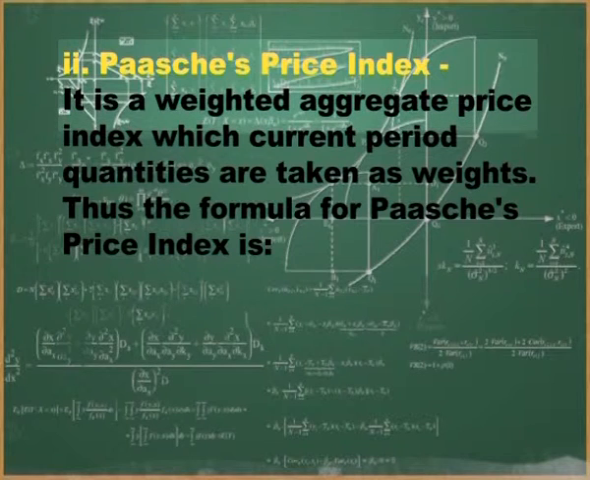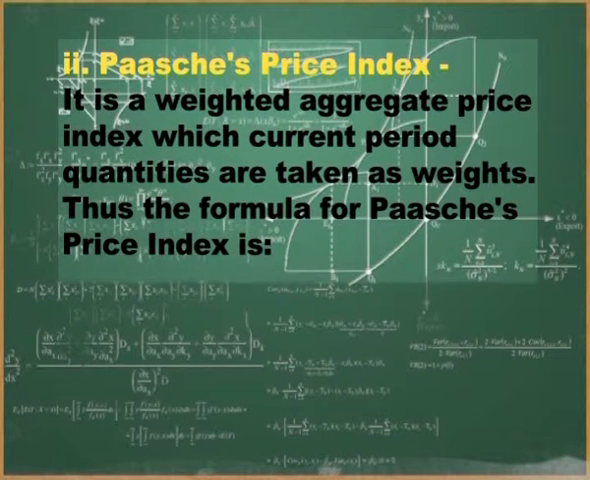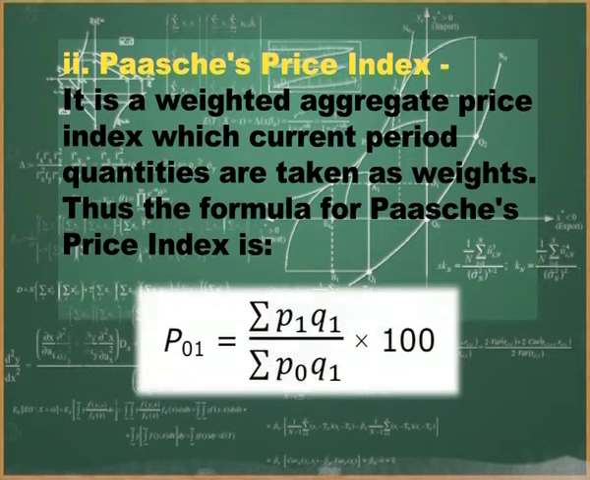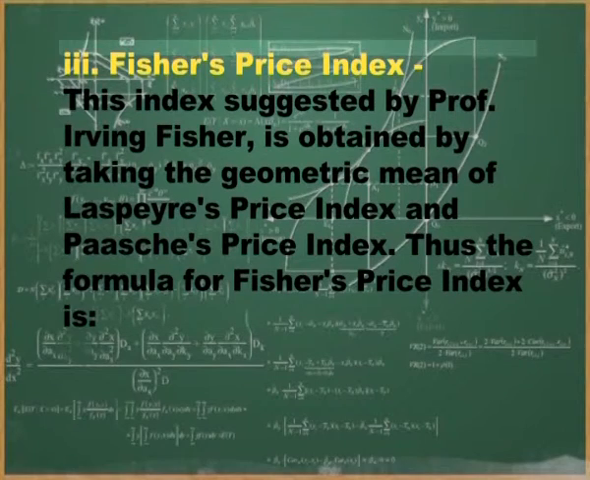Second one, Paasche's price index. It is a weighted aggregate price index in which current period quantities are taken as weights. Thus the formula for Paasche's price index is P01 equals sigma P1 Q1 divided by sigma P0 Q1. The whole thing is multiplied by 100 again. This formula was devised by German statistician Paasche in 1874. Let's see the next one, Fisher's price index.